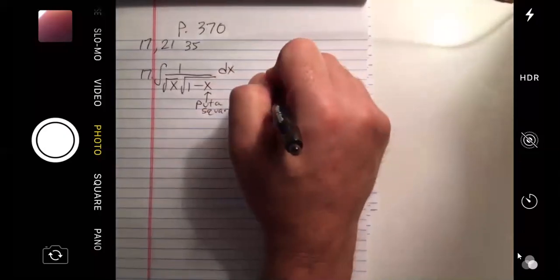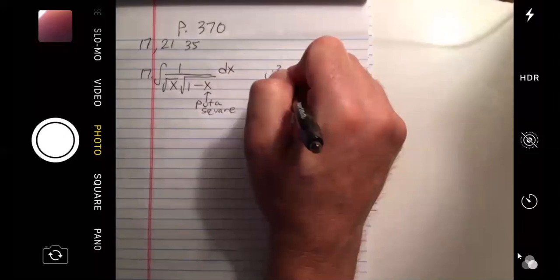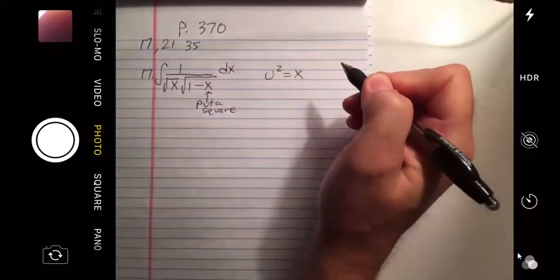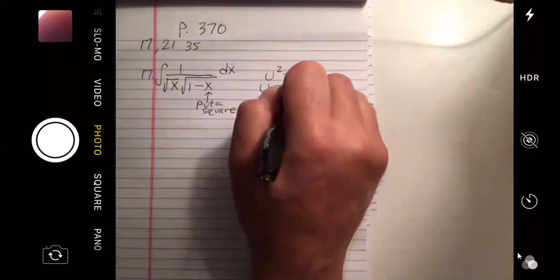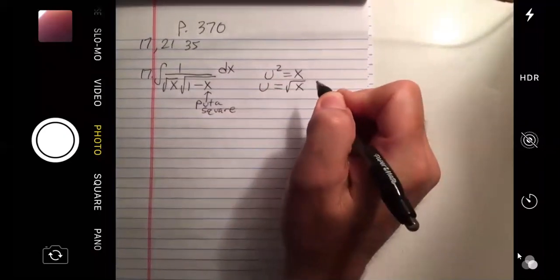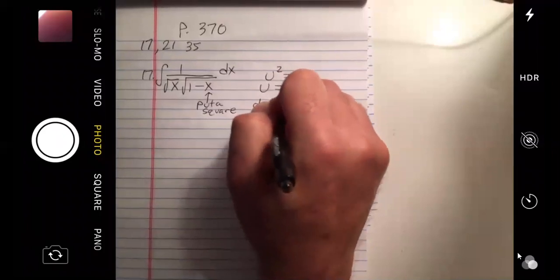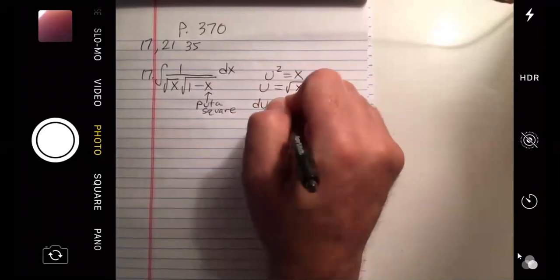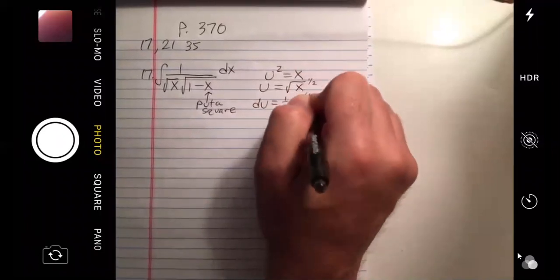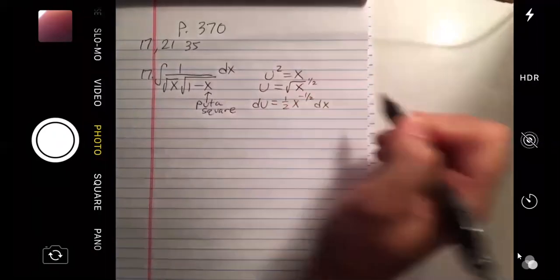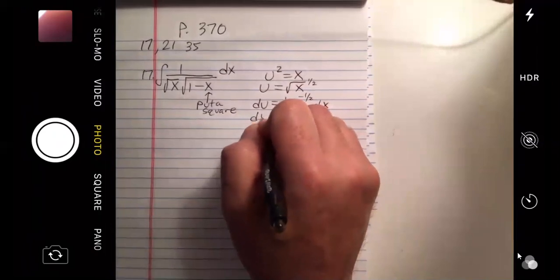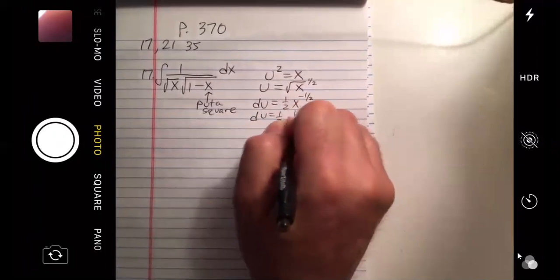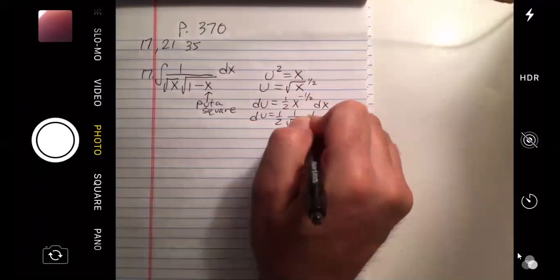So that means u squared equals x. You take a square root and get u as the square root of x. And you want a derivative on that. Remember, that's in a half power. 1/2 x to the negative 1/2 dx. We can play around with that. 1/2, 1 over square root of x dx.